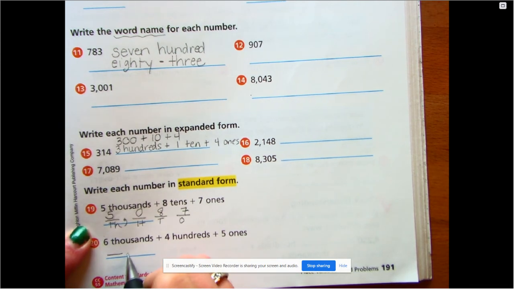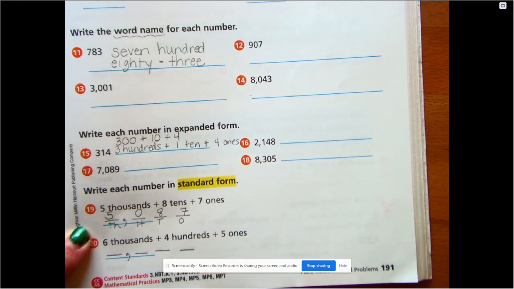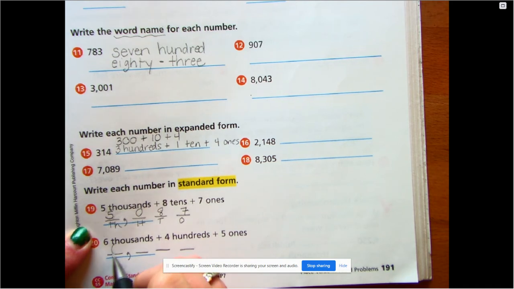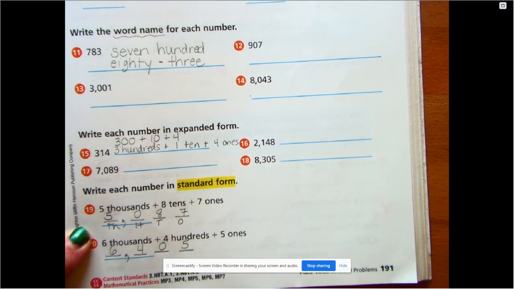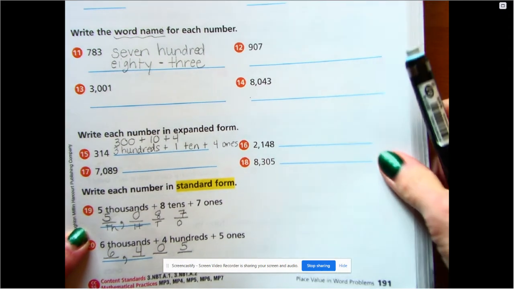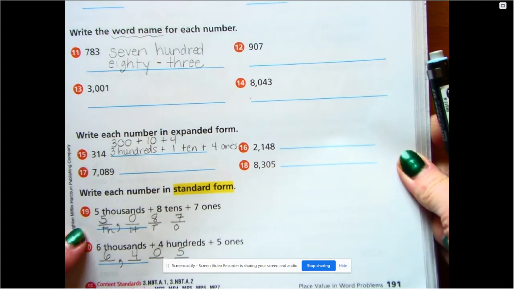Okay, and then here are 6 thousands plus 4 hundreds plus 5 ones. Here are my 6 thousands, my 4 hundreds, my 5 ones. Again, I don't have any tens, but I have to show that with the number 0. Okay, the value is nothing, but I need to show that.